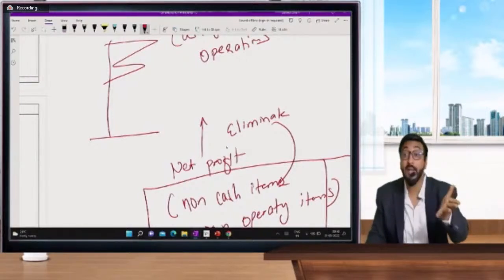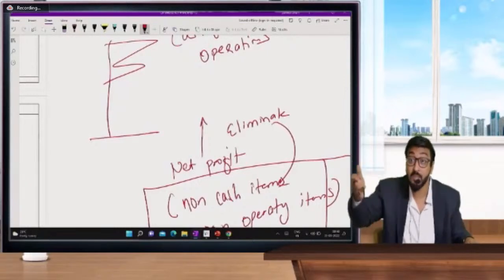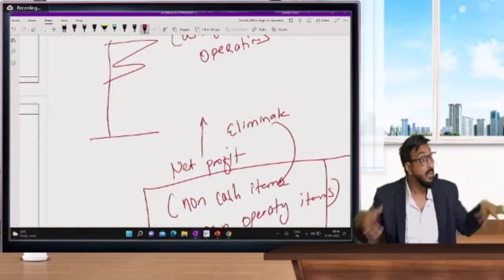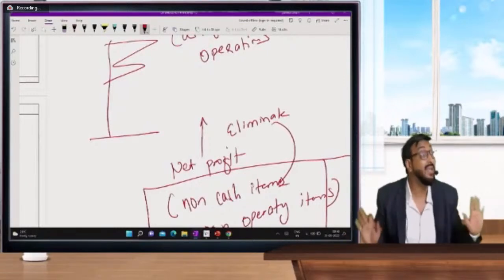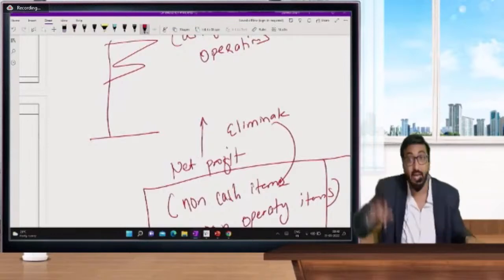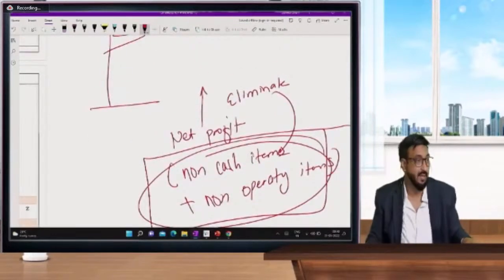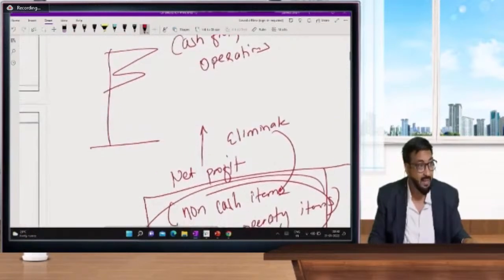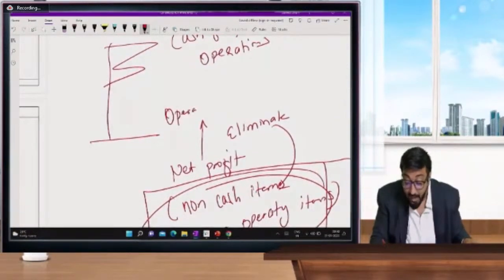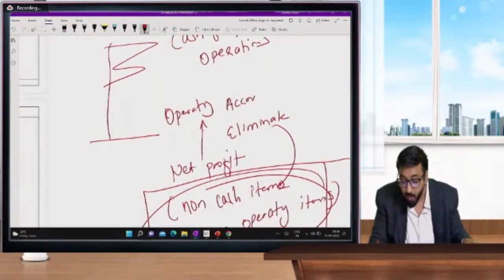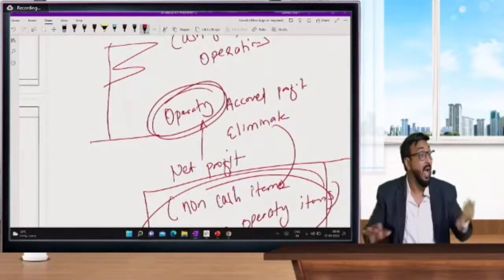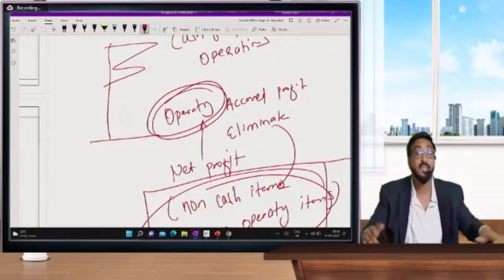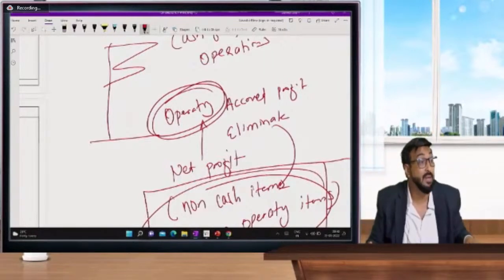Non-operating: dividend received, interest paid, interest received, all these are non-operating. They are not day-to-day, they are investing and financing. So I will eliminate those items. And from that, I will get operating accrued profit. See, only operating I am getting. And this is called operating profit before working capital changes.